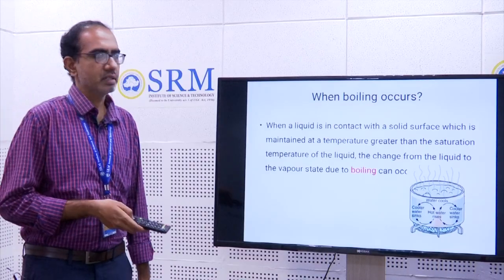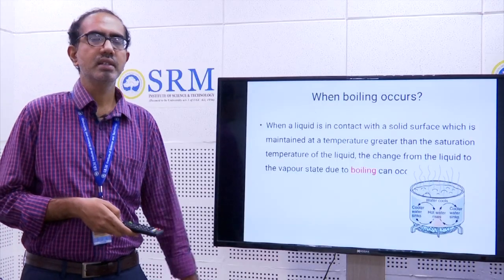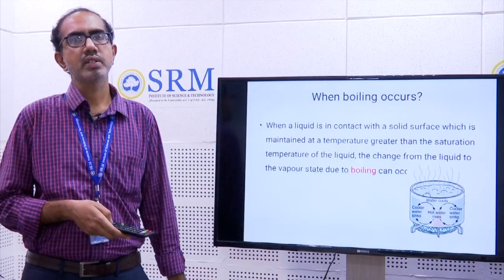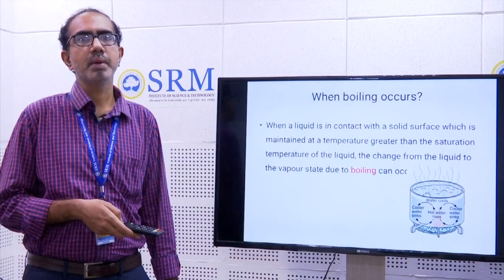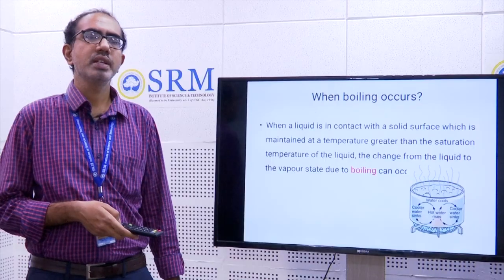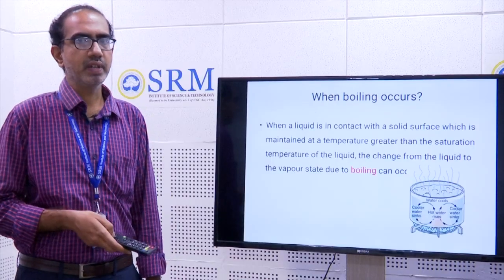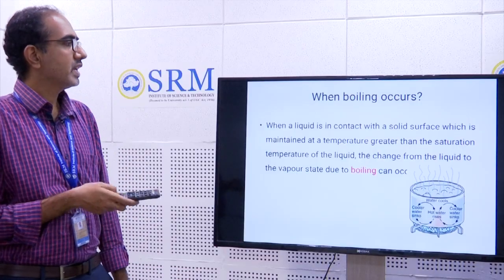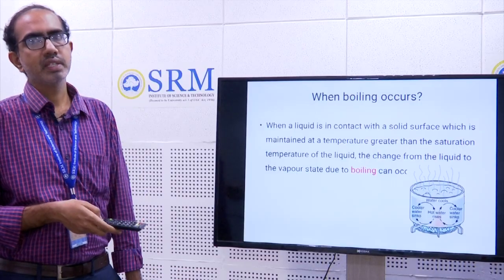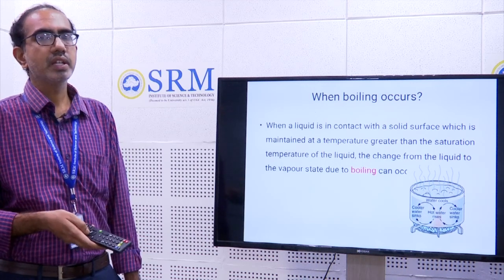When boiling occurs, we need a surface and a liquid. This surface should have a higher temperature when compared to the liquid. So the surface temperature should be greater than the saturation temperature of the liquid. When the liquid comes in contact with the surface, the phase will change from liquid to vapor.